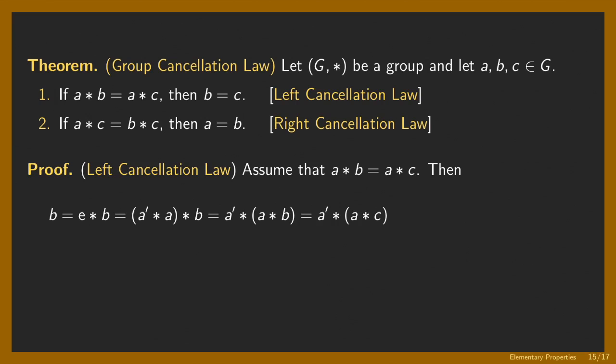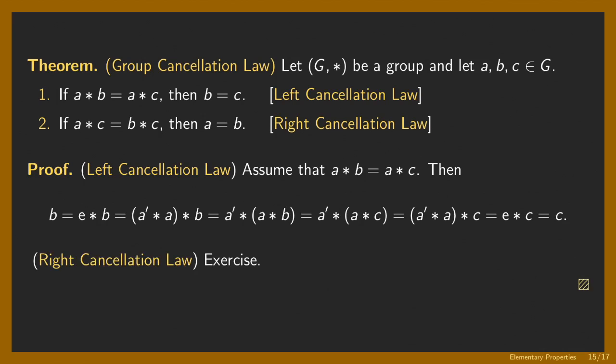Okay? Then finally, I could apply again associative property and move the parentheses over here. So A inverse times A is E, the identity. Finally, E times C is just C. So as a conclusion, B is equal to C. That proves the left cancellation law. Okay?